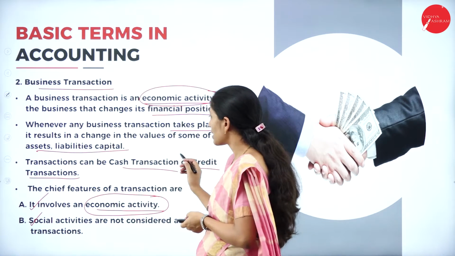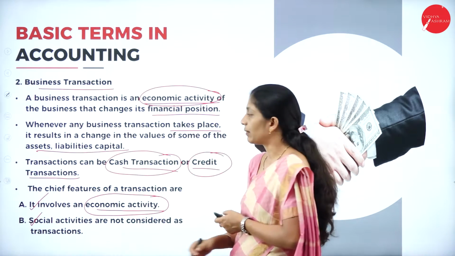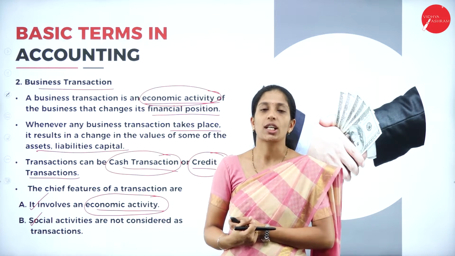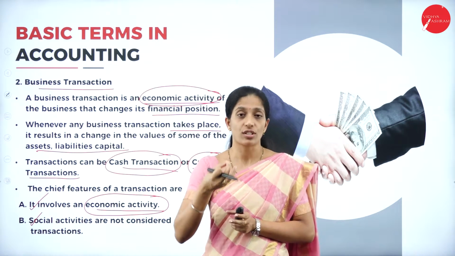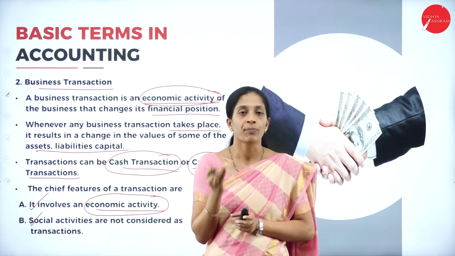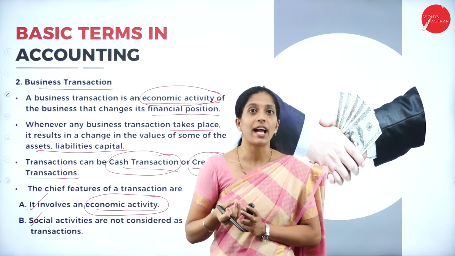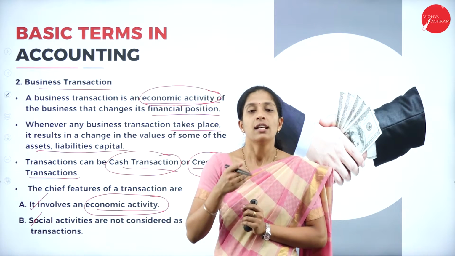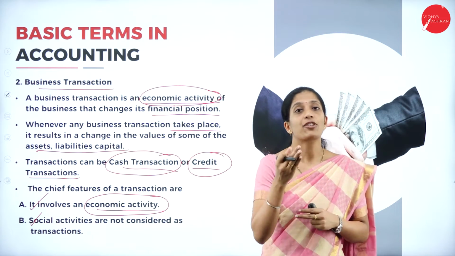So, as I've told you, there are two types of transaction. One is cash transaction, the other one is credit transaction. Now, what do you mean by cash transaction? Here, whenever the transaction takes place, it may be purchase or sale of goods and services. Okay, so immediately the payment of cash or receiving of cash takes place. Those are termed as what? Cash transaction. Suppose I purchase goods worth rupees 10,000 and I pay the cash immediately.